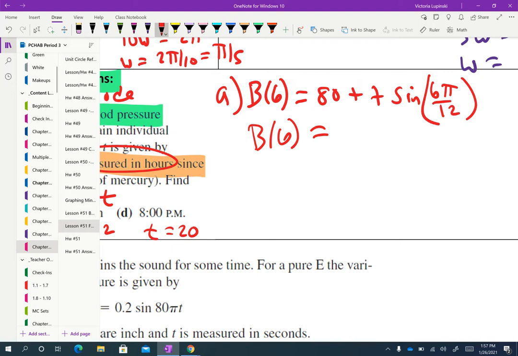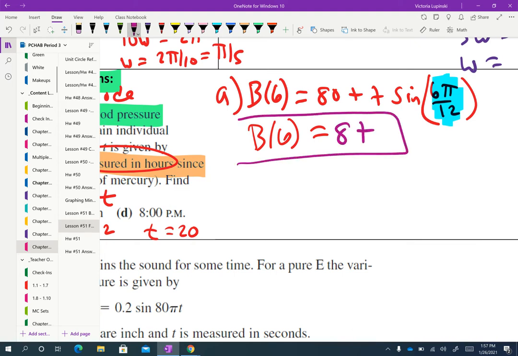If we were going to do it without a calculator, 6 pi over 12 reduces to pi over 2. Pi over 2 has a sine of 1. 1 times 7 is 7, and 7 plus 80 is 87. So the answer to A is 87. And again, for a problem like this, whether you did it with or without a calculator, it would not matter.